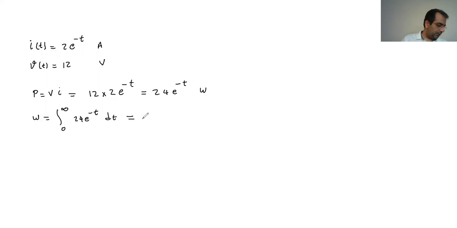And if you solve that integration, you are going to get negative 24 e to the negative t from zero to infinity. And you know that if I put the infinity, it's going to become zero, because this term, e to the negative t, if I put infinity there, is going to become zero. And if I put zero here, it's going to be one. So it becomes 24.